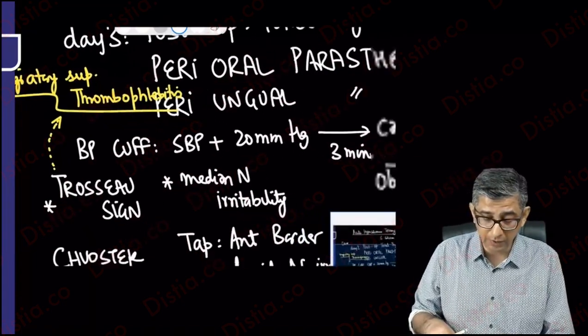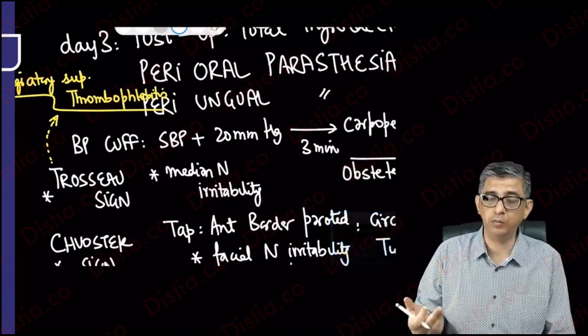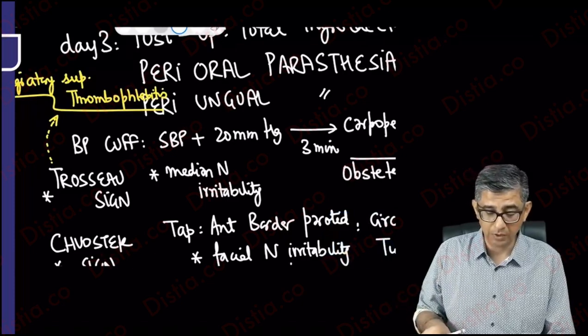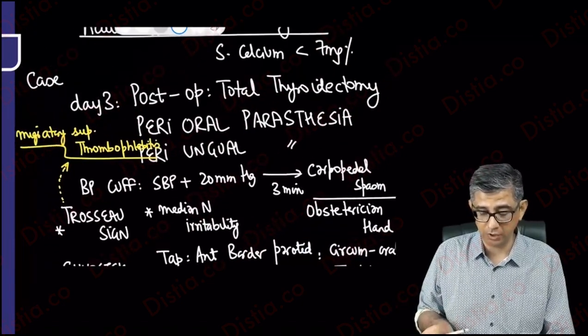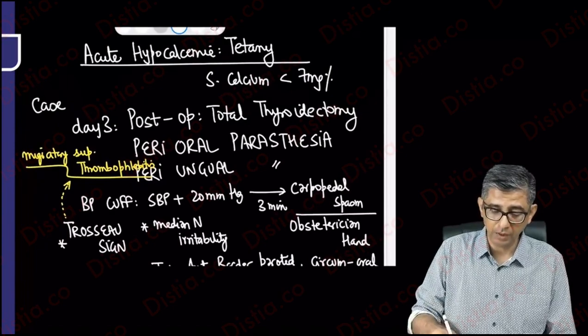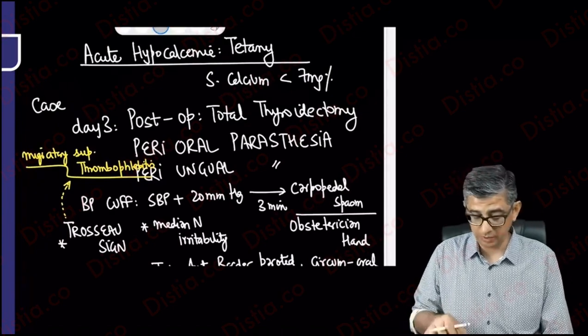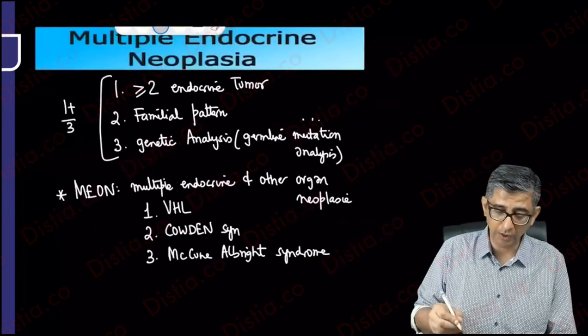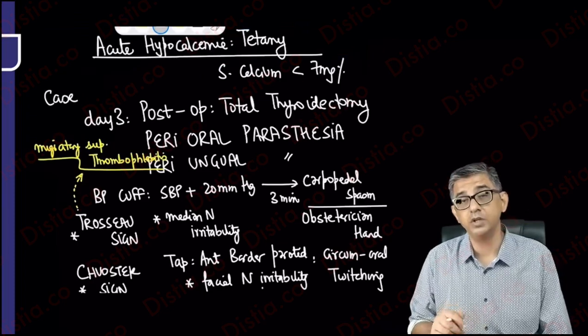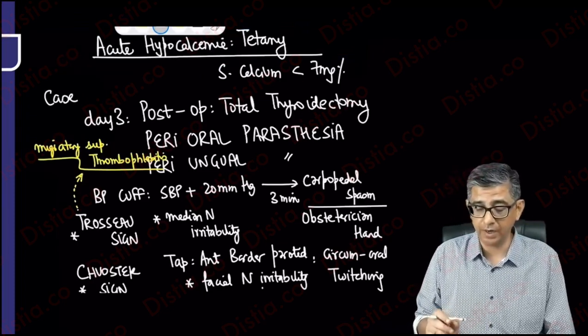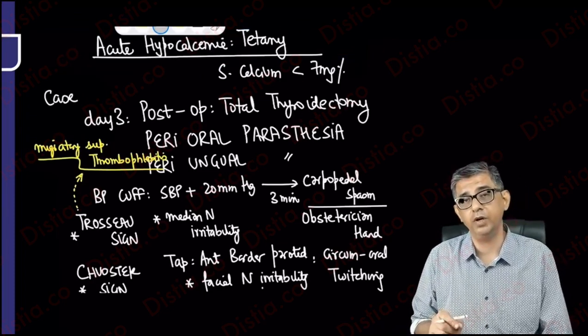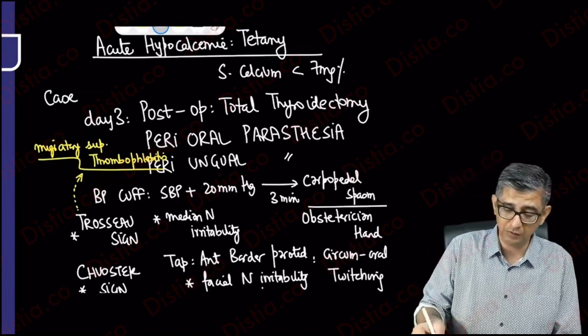Trousseau's sign is written in medicine for median nerve irritability, carpopedal spasm, but in surgery you read about this in association with malignancies as well. And tetany is anyway a medical emergency, in the sense that if you do not intervene at this point of time, then the chances of development of stridor and laryngospasm in the patient are very high.